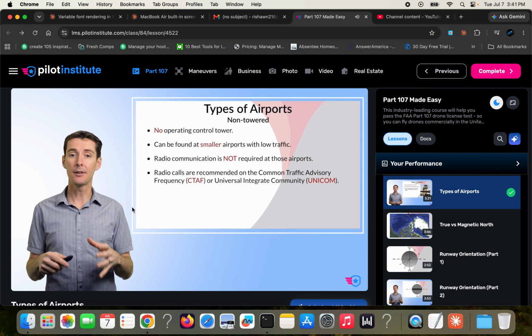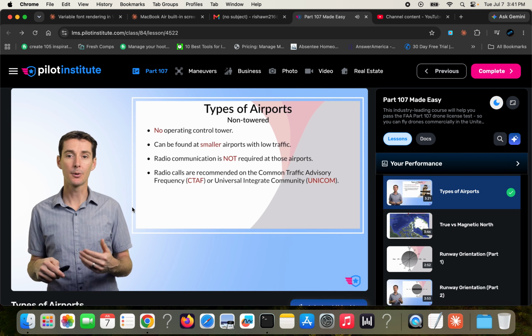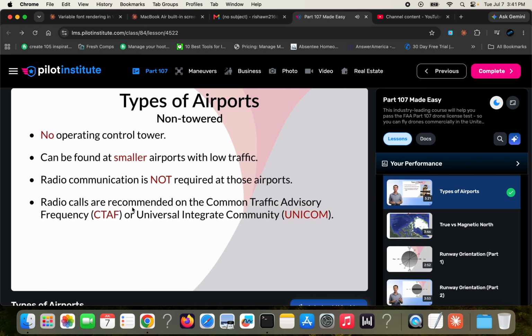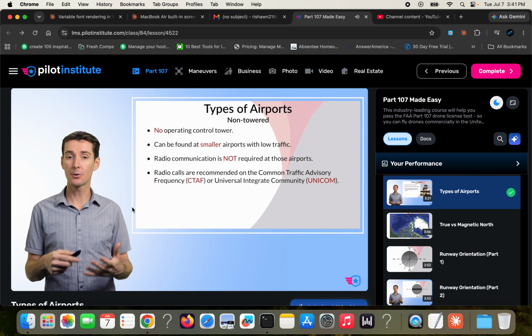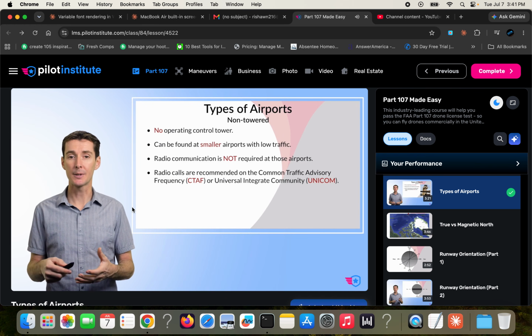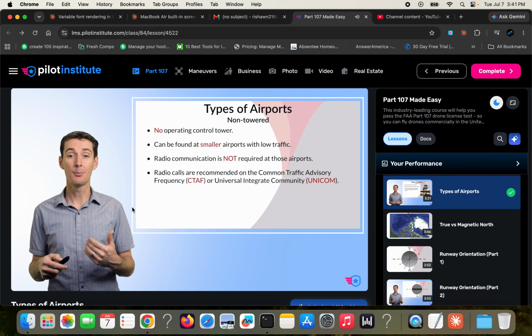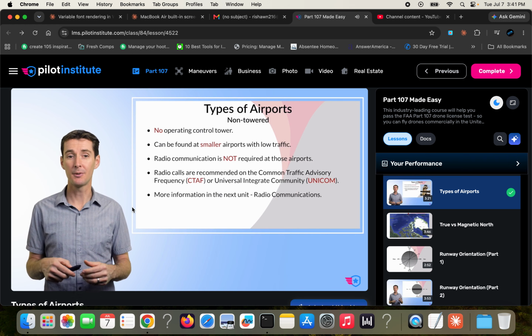In this case, if you are listening to the frequency around an airport that is non-towered, then you're going to be listening to what we call a Common Traffic Advisory Frequency, or a UNICOM frequency. UNICOM stands for Universal Integrated Community. And really what it means is there is a frequency available out there, and pilots can make radio calls on that radio frequency if they want to. It's not required, it's recommended, but not everyone does it, so you have to be very careful.